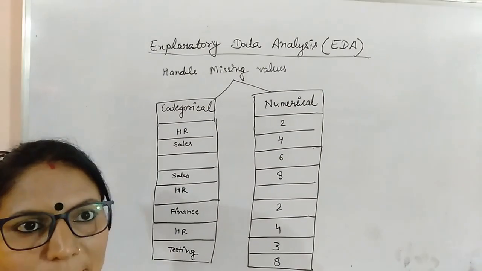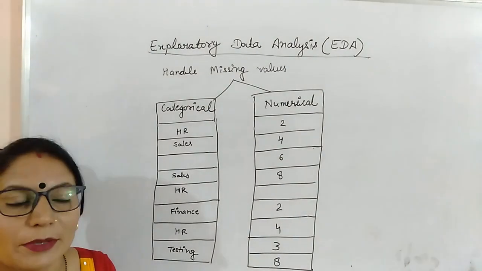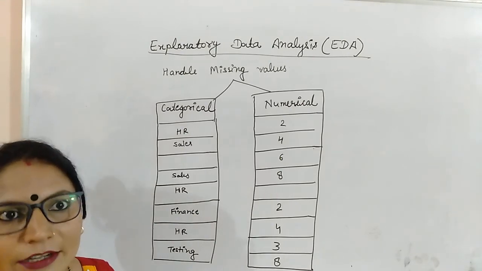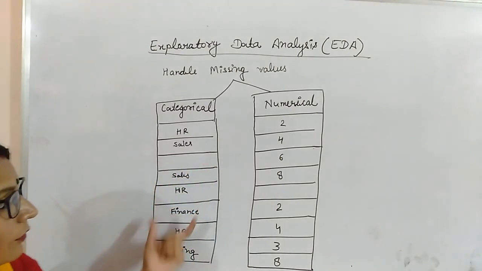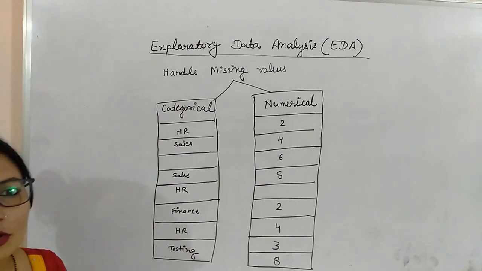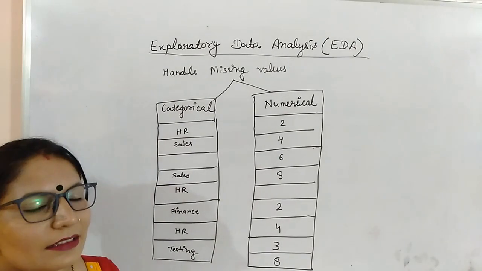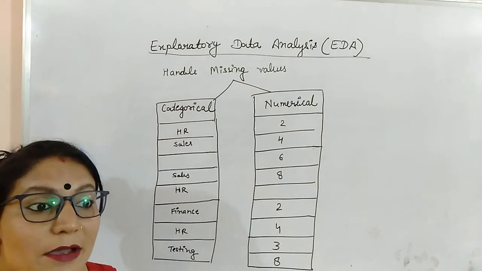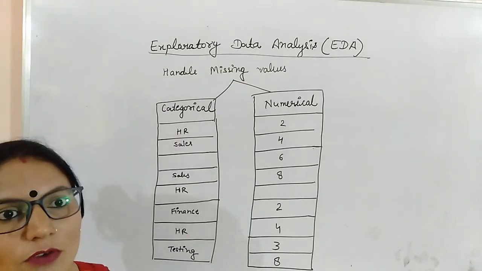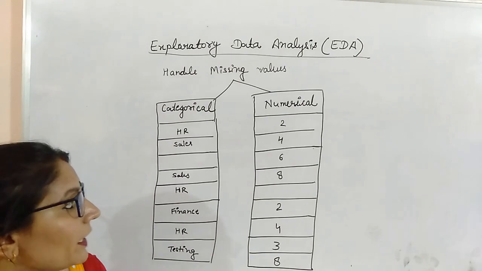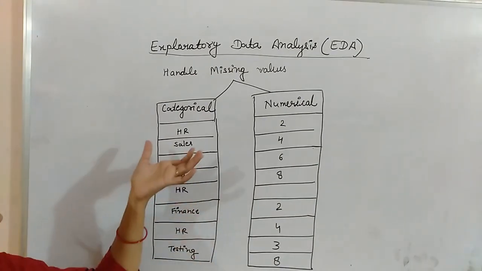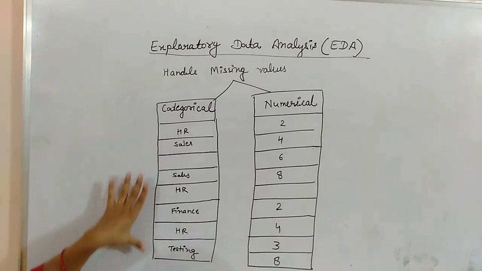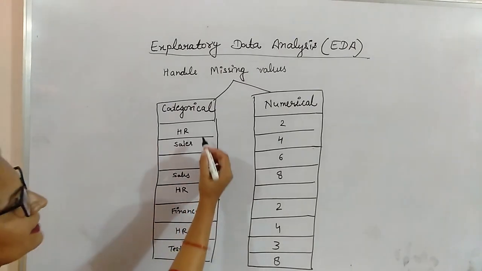We cannot apply mean or median here in a categorical column because we cannot perform a statistical summary on categories or categorical variables. So how will we fill this? You simply think that we need to fill this value. So we need to understand the frequent occurrence of a particular record. What is the most frequently occurring class in this categorical column? You see the most frequently occurring class is HR.